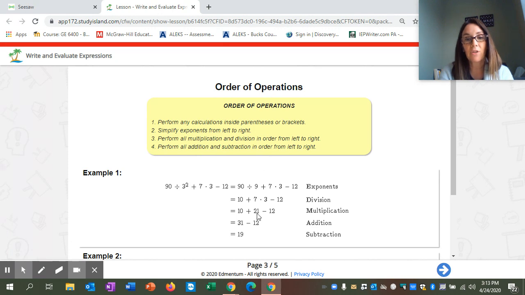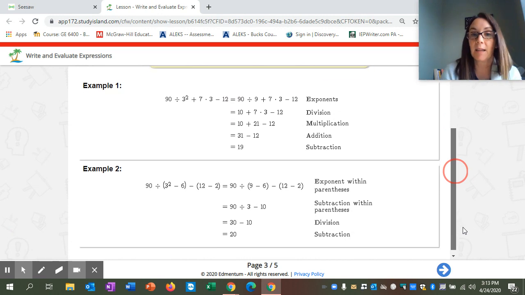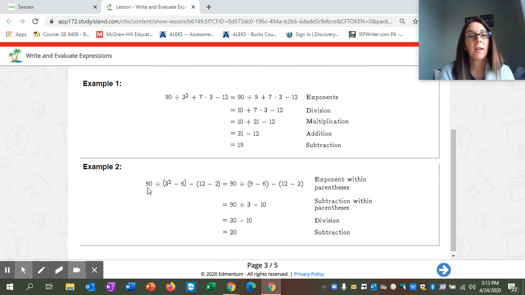So I have some addition here. 10 plus 21 becomes 31. And then we have some subtraction, 31 minus 12 is 19. Let's take a look at example 2. 90 divided by the quantity 3 to the second power minus 6, minus the quantity 12 minus 2. What should we do first?